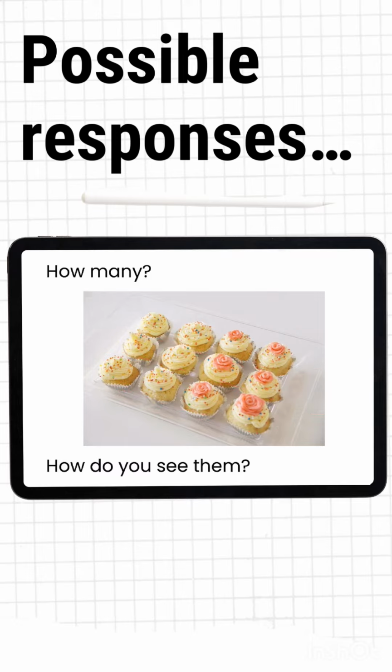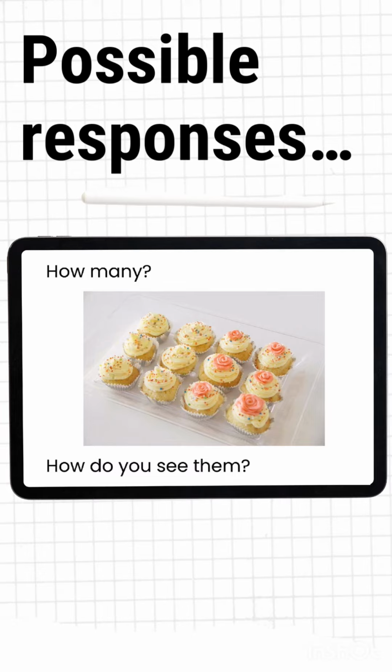12. Another possible response is counting by ones. 1, 2, 3, 4, 5, 6, 7, 8, 9, 10, 11, 12. Another possibility is counting by ones, but seeing them in their columns. So 1, 2, 3, 4, 5, 6, 7, and so on.